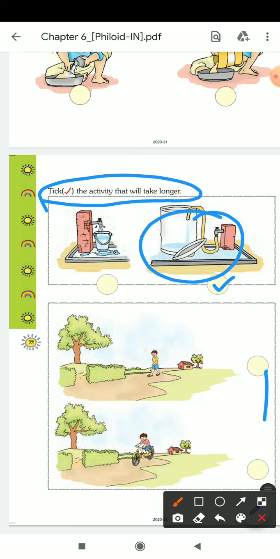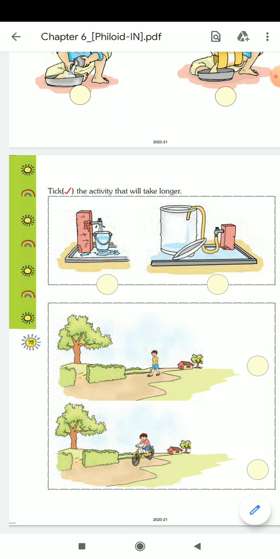In the next page, one boy is moving on the road on a cycle, and the first boy is walking on the road. So who will take longer time to reach their aim? Yes, the walking boy. So here we have to tick it.